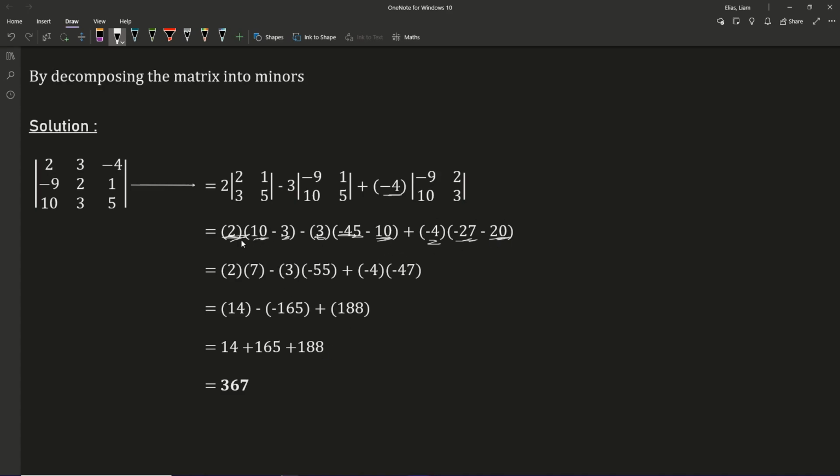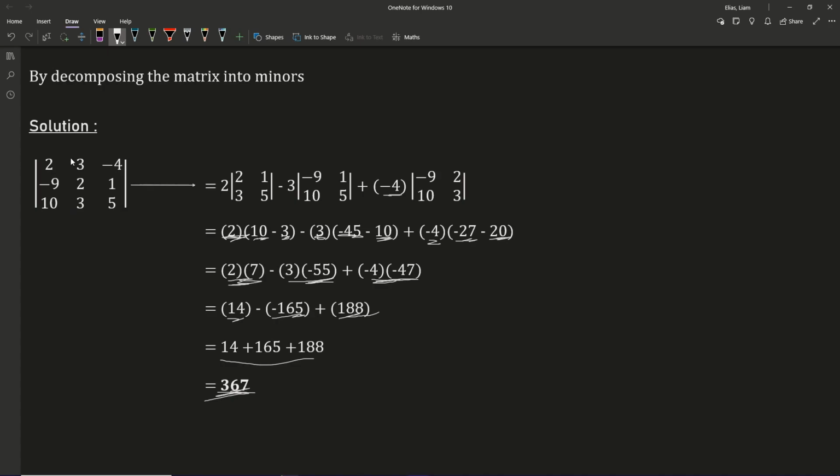So after we multiply these terms, or I guess I just did the subtraction first, so we end up with 2 times 7 minus 3 times negative 55 plus negative 4 times negative 47. And then from here it's just basic arithmetic. This equals 14, this is negative 165, this is 188, and then the two negatives cancel each other out, so we just have positives, all addition. And our final answer here is 367.